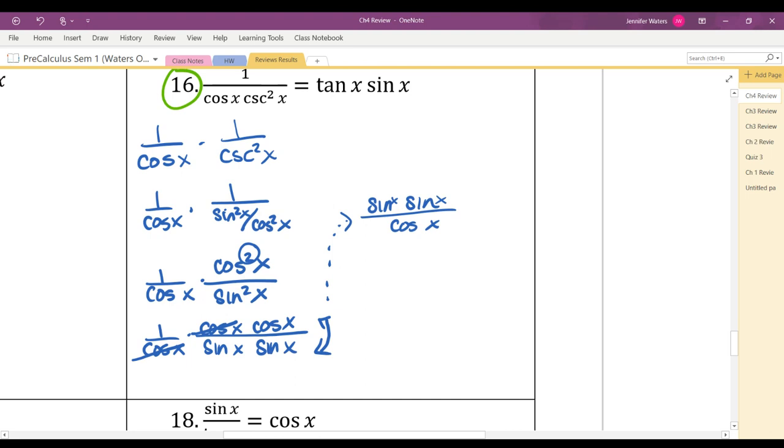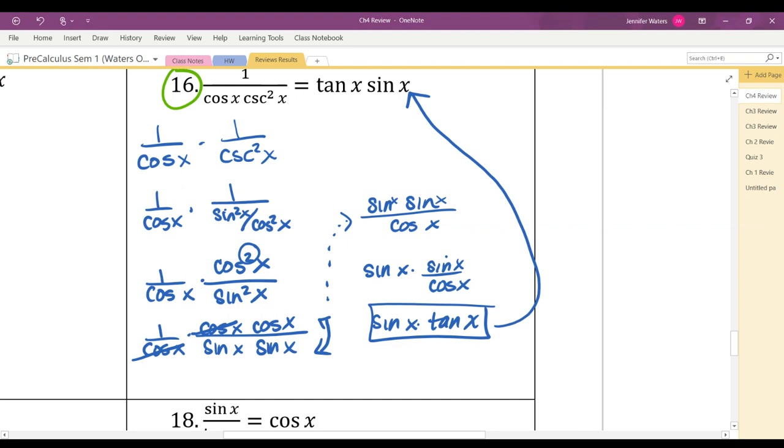Now what I've got here is a sine by itself and a sine over a cosine. What is sine over cosine? It is actually a tangent. And so what I end up with is sine times tangent, which in fact is my right side. So I was able to manipulate the left in order to make it equal the right.